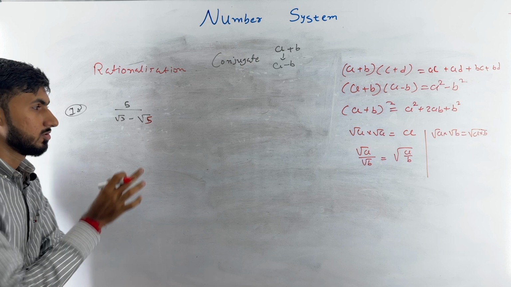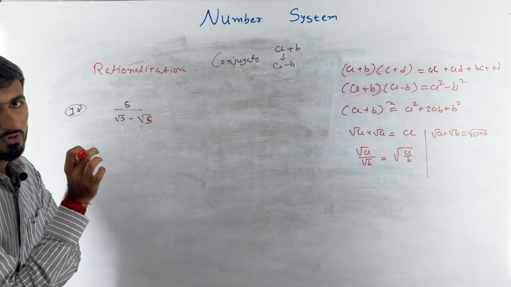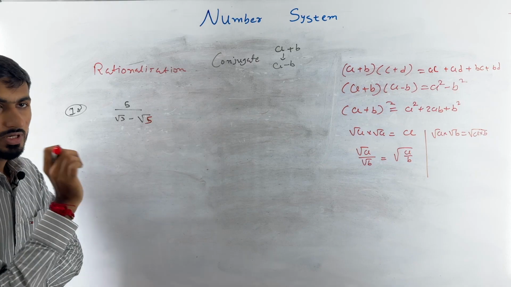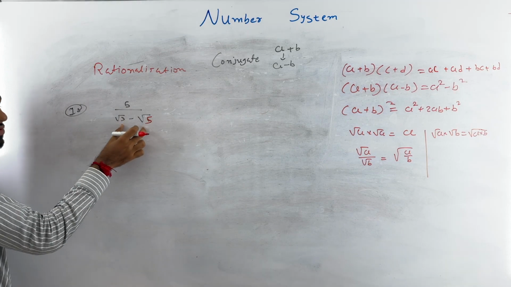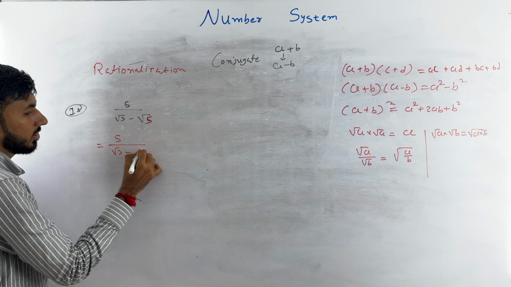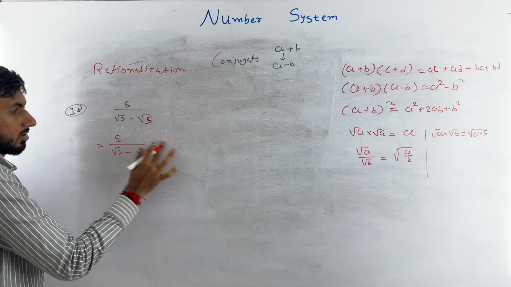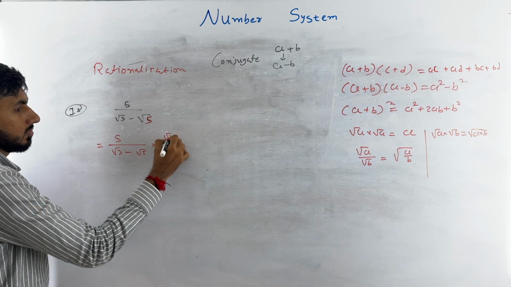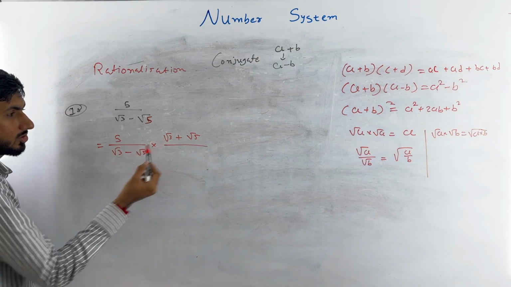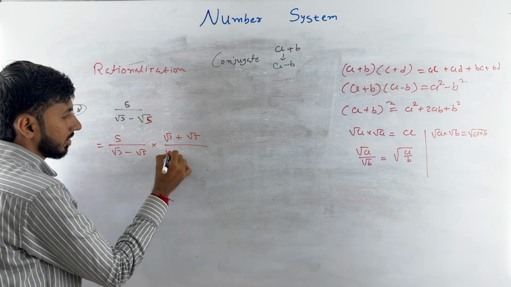You just have to focus on whether it is monomial or binomial. For the monomial, you simply multiply and divide by this number, right? Now here we have a binomial, so we will multiply and divide by the conjugate of the number, and the conjugate is just changing the sign between these two numbers. Here we have a minus sign, so I multiply and divide with a plus sign.